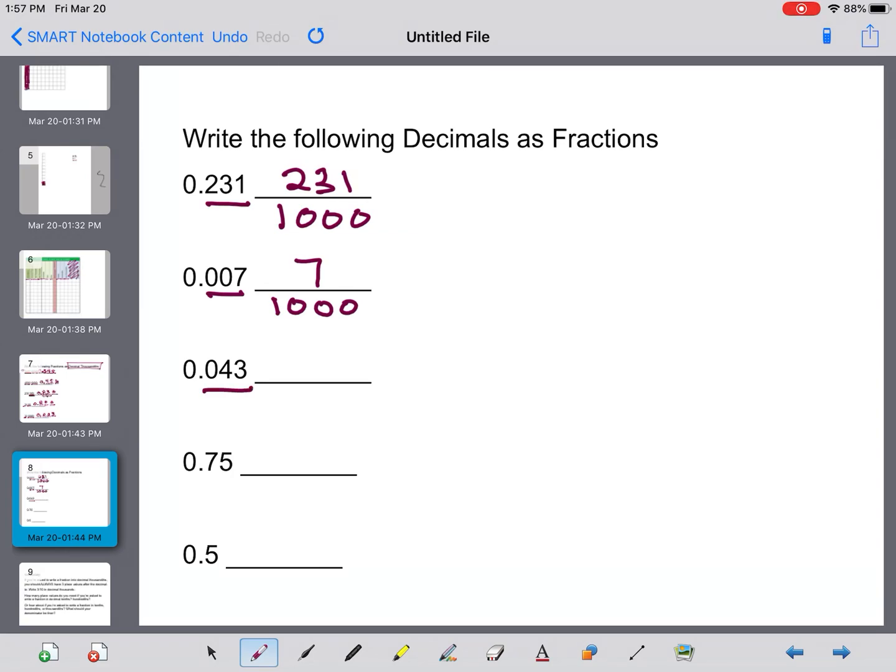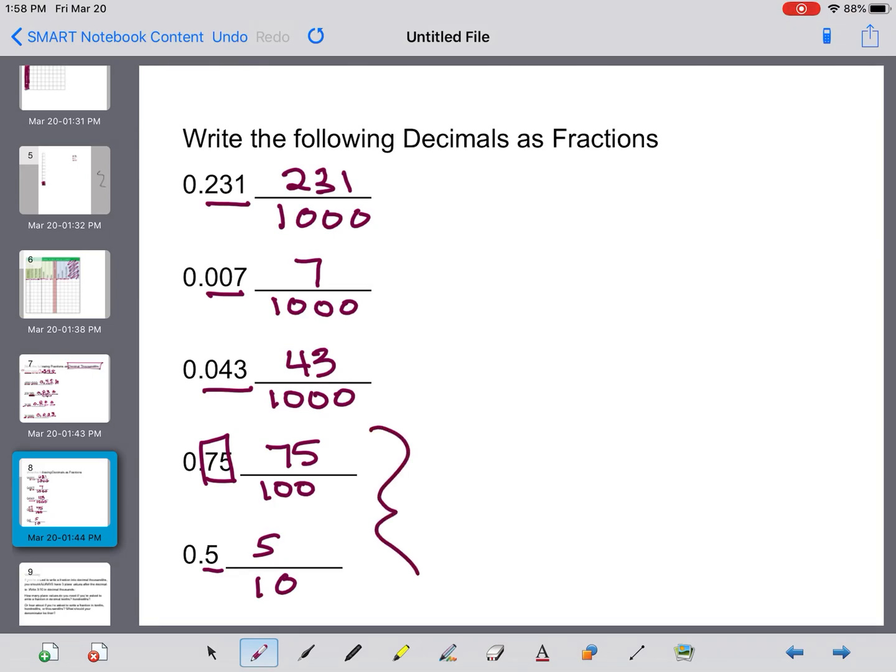This one right here, we need 1,000 as the denominator, again, because there's three places after the decimal, and our number on top is just going to be 43. This one here, we only need to have 100 as the denominator because we only see it to the 100th, and so that's going to be 75 over 100. And lastly, we only need to have 10 on the bottom because our number is in the 10th place. We're going to put 5 on top.